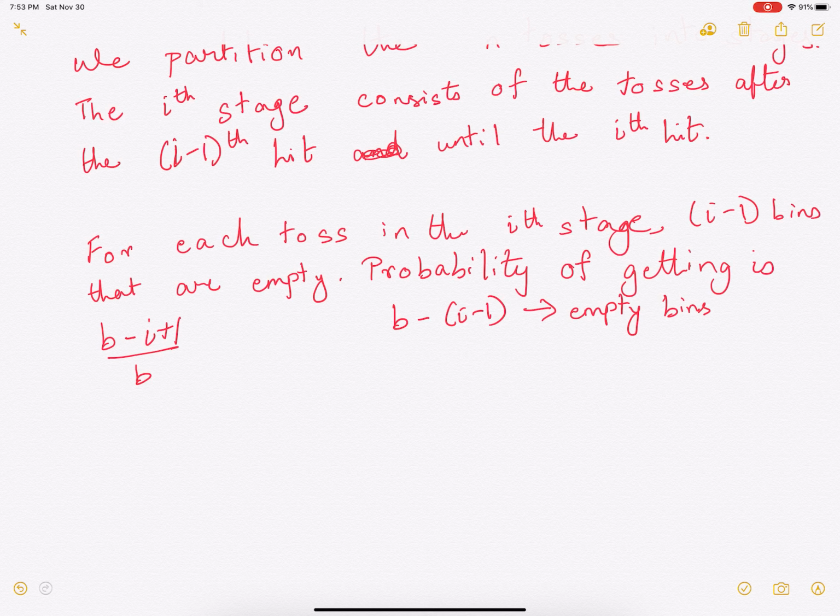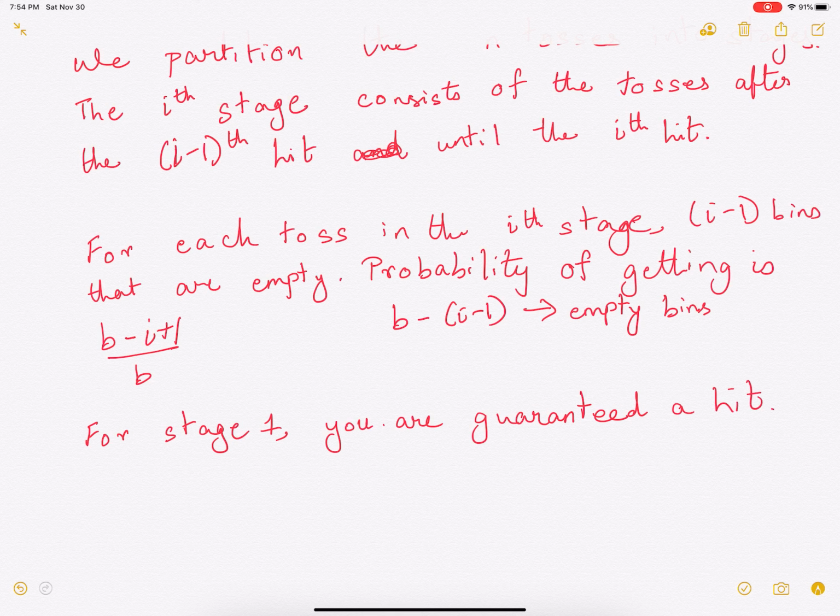Now, one thing to note is that for stage 1, the first stage, you are guaranteed a hit, because every bin is empty when you're tossing the first ball, and at that time it will fall in one of those bins. So you're guaranteed a hit.